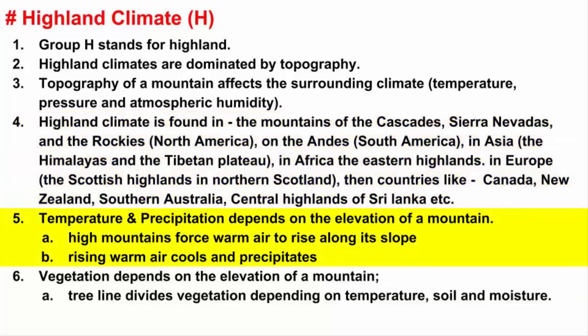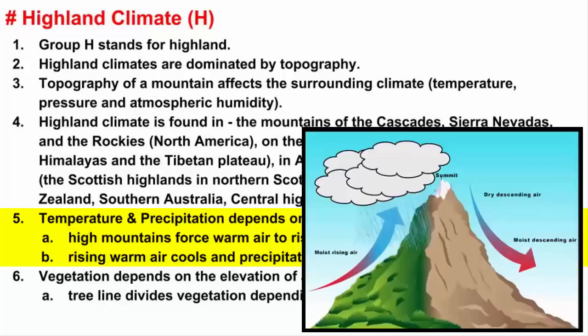When it comes to temperature and precipitation, the highland climate depends on the elevation, that is height. Sometimes the land around the base of a mountain is dry, but then as you go to the top of a mountain, you will find snow. This happens because high mountains force warm air to rise along its slope. As the warm air rises, with increase in altitude, it cools and creates precipitation.